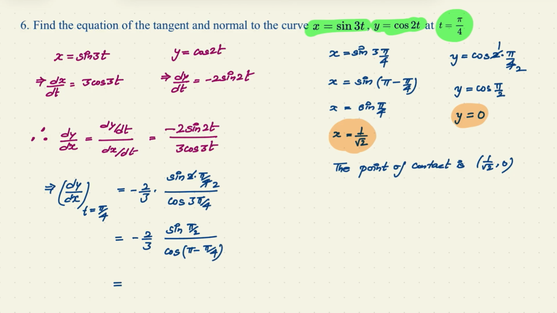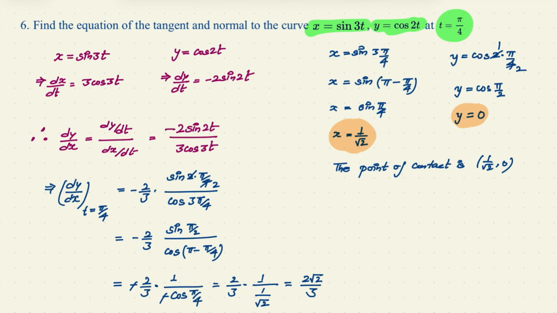So this equals minus 2 by 3 into sin pi by 2, which is 1, divided by cos of pi minus theta, which is minus cos theta, so it will be minus cos pi by 4. Here minus and minus got cancelled, so this equals 2 by 3 into 1 by root 2. So this equals 2 root 2 by 3.